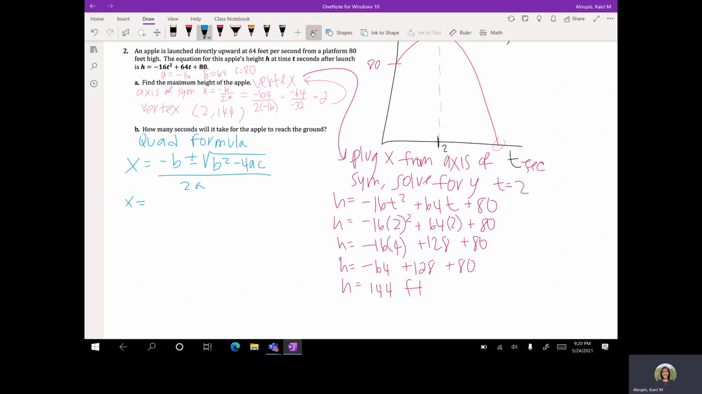X, which we're actually talking about t in this case because it's time, so maybe I should write that. T is equal to negative b. B is 64, so negative b is negative 64. Plus or minus the square root of b squared, 64 squared, minus 4 times a, which is negative 16, times c, which is 80. These are going to be some big, big numbers. All over 2 times a, 2 times negative 16. All right, t is equal to negative 64 plus or minus the square root of 64 squared is 4096.